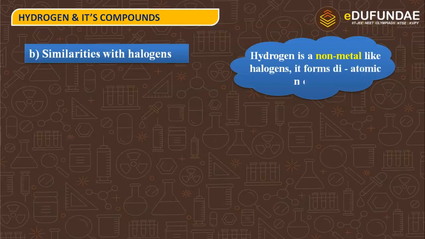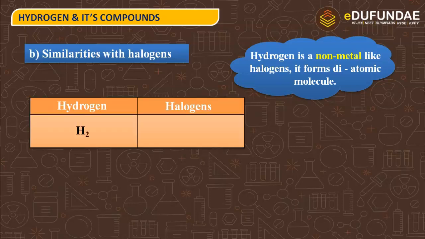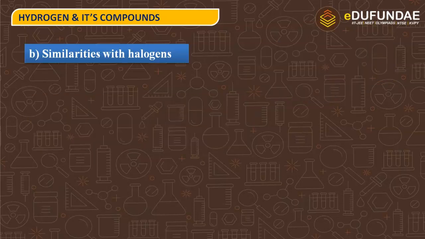Hydrogen is a non-metal. Like halogens, it forms a diatomic molecule. इस टॉपिक के स्टार्टिंग में हमने देखा कि जो हाइड्रोजन है, that exists as molecular form. That means dihydrogen form में वो exist करता है. And just like hydrogen, halogens also exist in dimolecular form, that is F2, Cl2, Br2, etc.